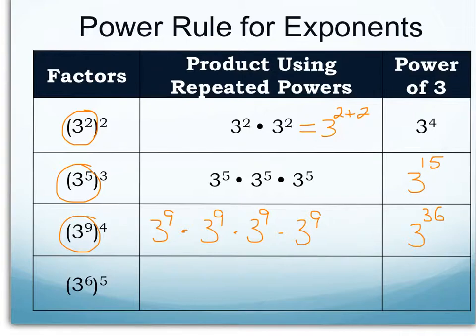And finally, 3 to the sixth to the fifth. So I have 5 3 to the sixes. Keep your base, add your exponents. Maybe you're starting to see the pattern.